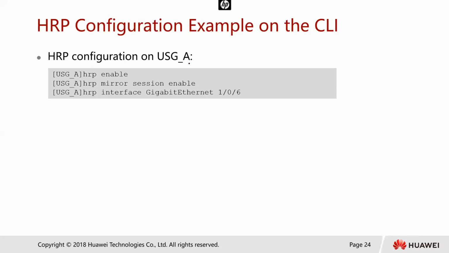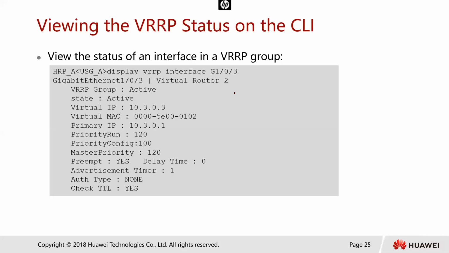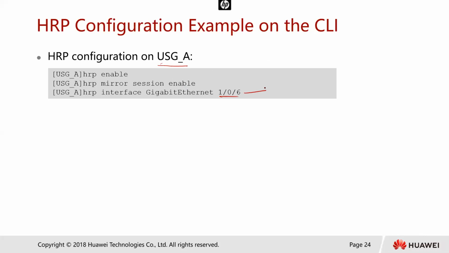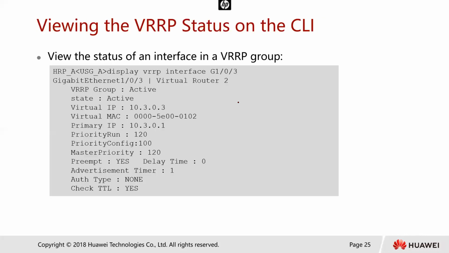For the HRP configuration on firewall A, you say HRP enable, HRP mirror session enable, then you specify the interface, and this will be our heartbeat link. This interface that will connect from one firewall to another will be our heartbeat link.